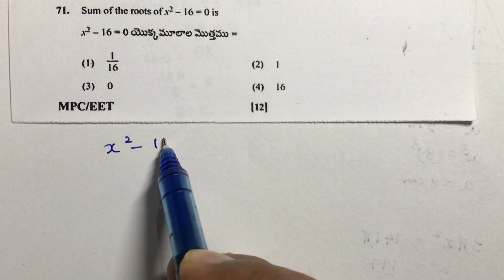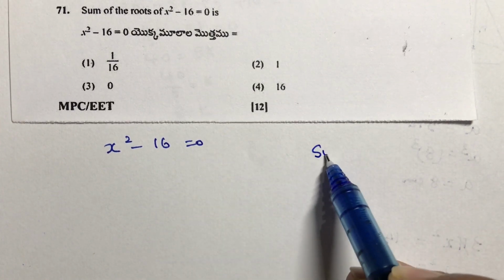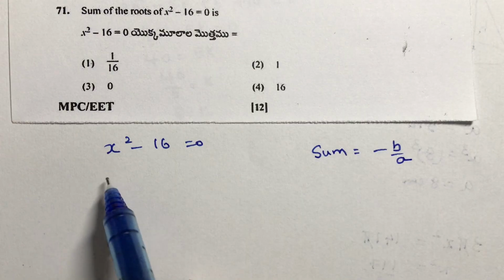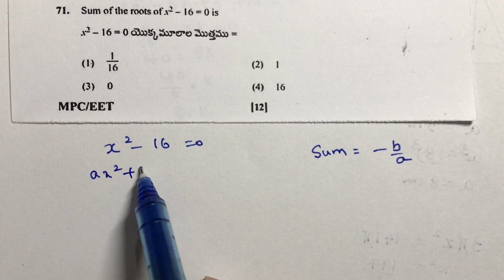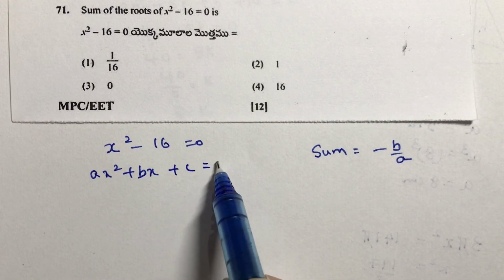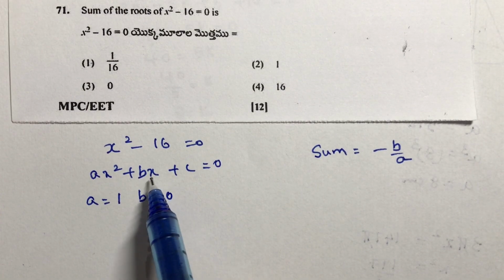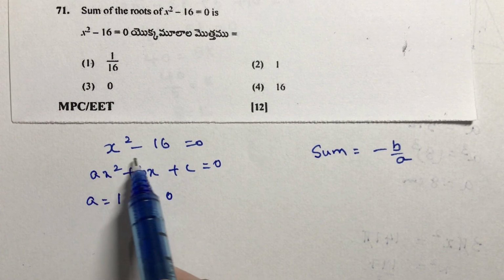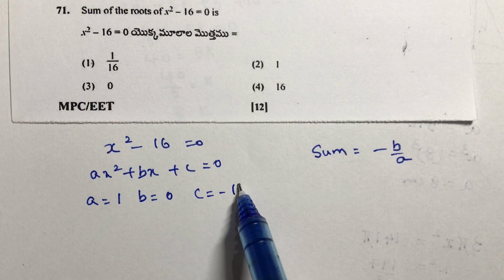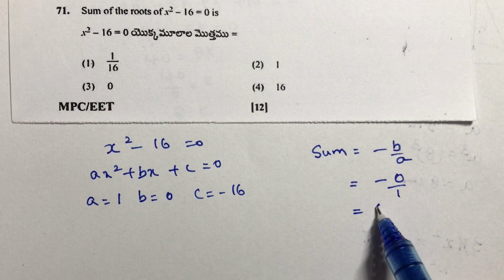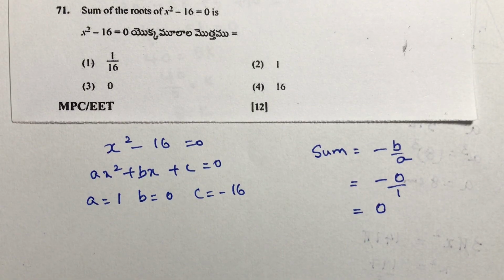The roots of x square minus 16 equals 0. The sum of the roots, so sum of the zeros, is minus b by a. If you compare with the standard ax square plus bx plus c equals 0, a value is 1, b is 0 because b is the coefficient of x, and we don't have x here. So c is minus 16. So minus 0 by 1, so the sum of the zeros is 0. So the correct option is 3.